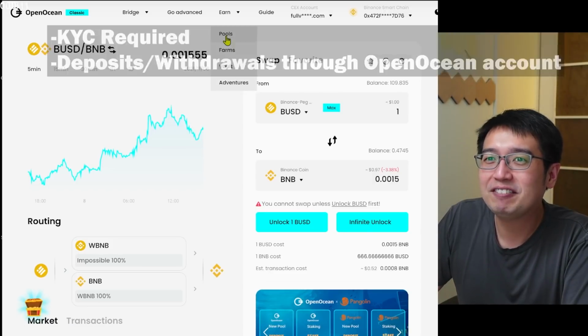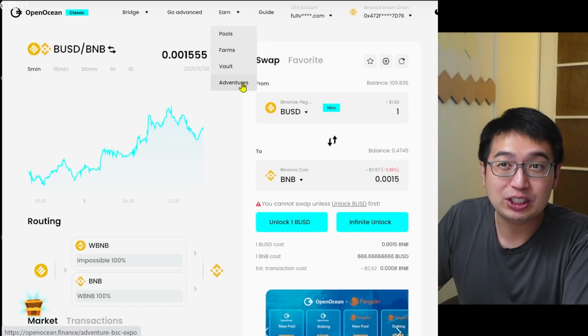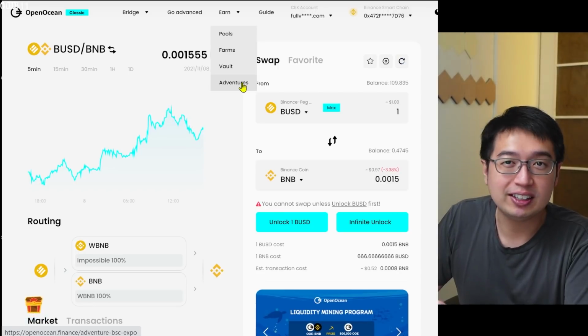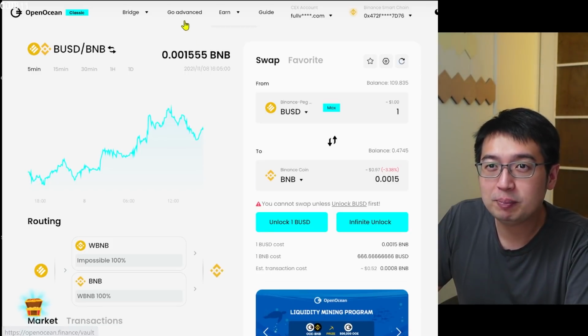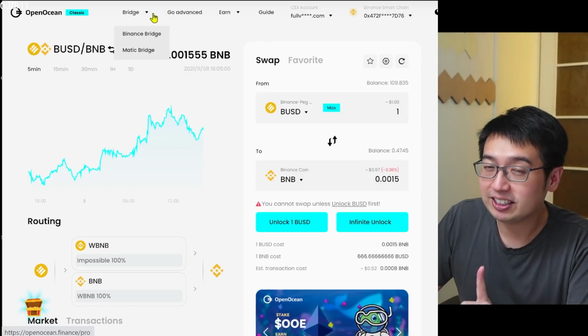And then you have your earn, pools, farms, vaults, adventures. All of these are pretty straightforward if you've used a decentralized exchange before. Adventures are like different challenges and promotions that are on the OpenOcean platform. Advanced gives you more trading options. We'll get into that a little later.